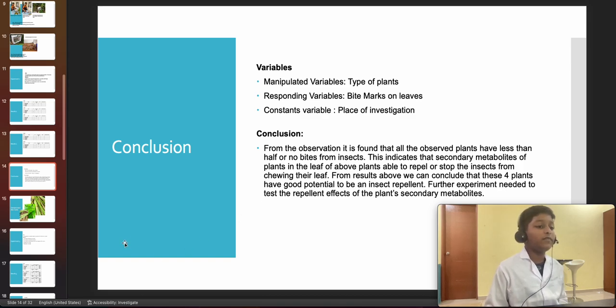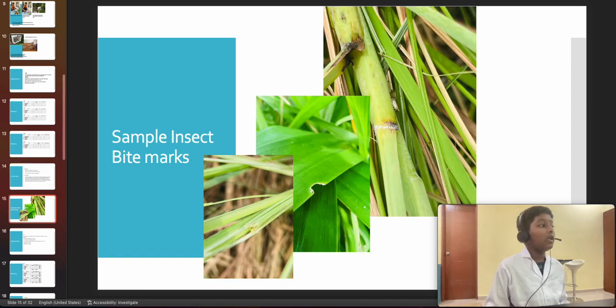From the results above, we can conclude that 4 plants have good potential to be an insect repellent. Further experiment is needed to test the repellent effects of the plants' secondary metabolites. These are sample insect bite marks.